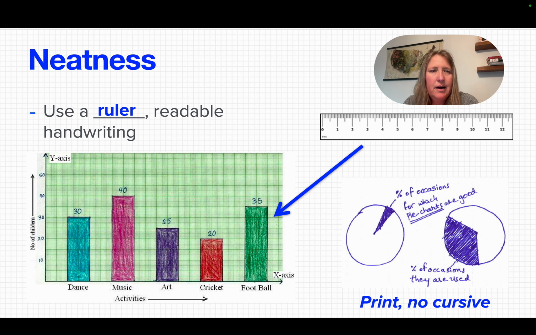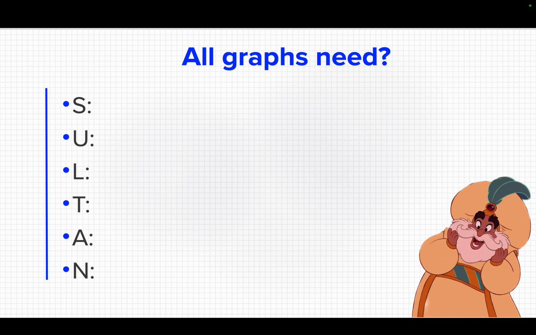So, all of these things spell SULTAN. So this is a little easy way to remember it. Remember the sultan in Aladdin? Okay, so SULTAN. S is for, go ahead and shout it out. Scale. That's what we count by.